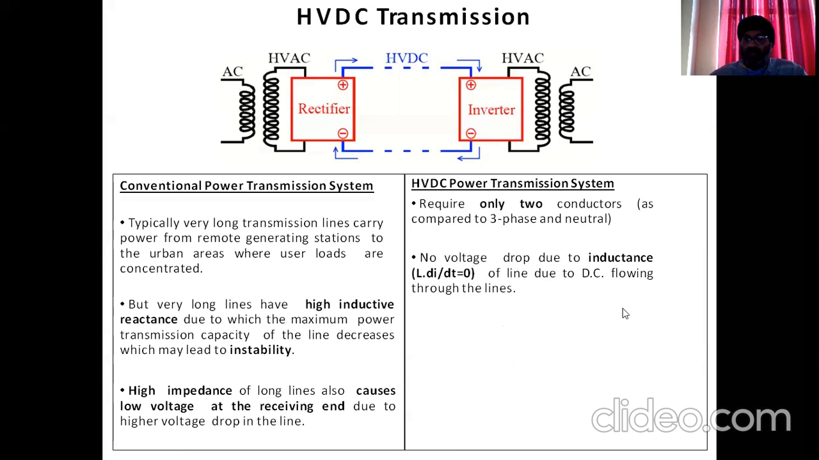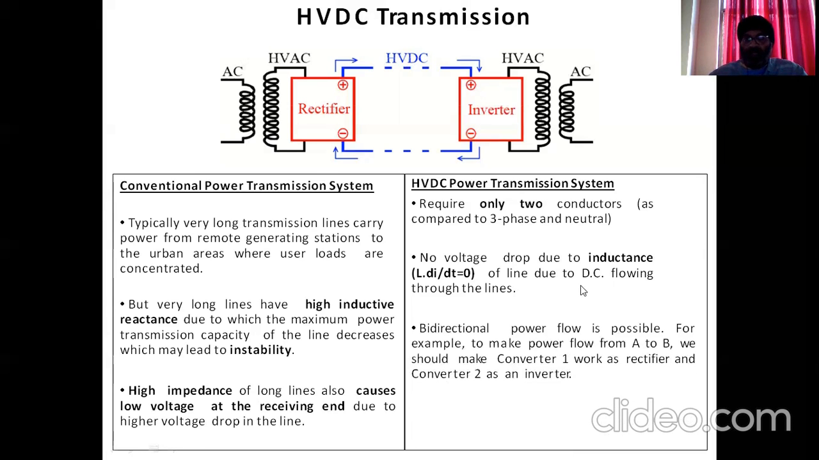Another one is, because we are talking about DC, the drop due to inductance is zero, because the rate of change of current in inductance is zero. So imbalances due to inductances can be minimized. So no instability problems can occur. And this QL minus QC will not cause any problem. Power factor problems or power factor imbalances cannot occur. So we cannot have instability issues in high voltage DC transmission.